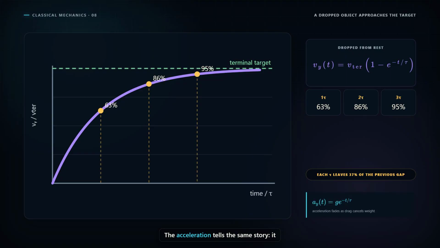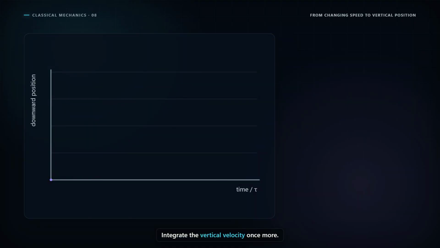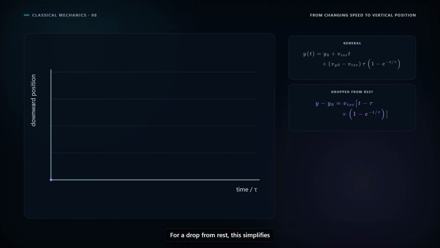The acceleration tells the same story. It begins at g and fades like g e to the minus t over tau. The object keeps speeding up, but by a smaller amount each moment because the growing drag continually cancels more of its weight. Integrate the vertical velocity once more. With downward positive y, the position is y naught plus v terminal t, plus the initial velocity minus v terminal, times tau, times 1 minus e to the minus t over tau. For drop from rest, this simplifies to y minus y naught equals v terminal times t, minus tau times 1 minus e to the minus t over tau.